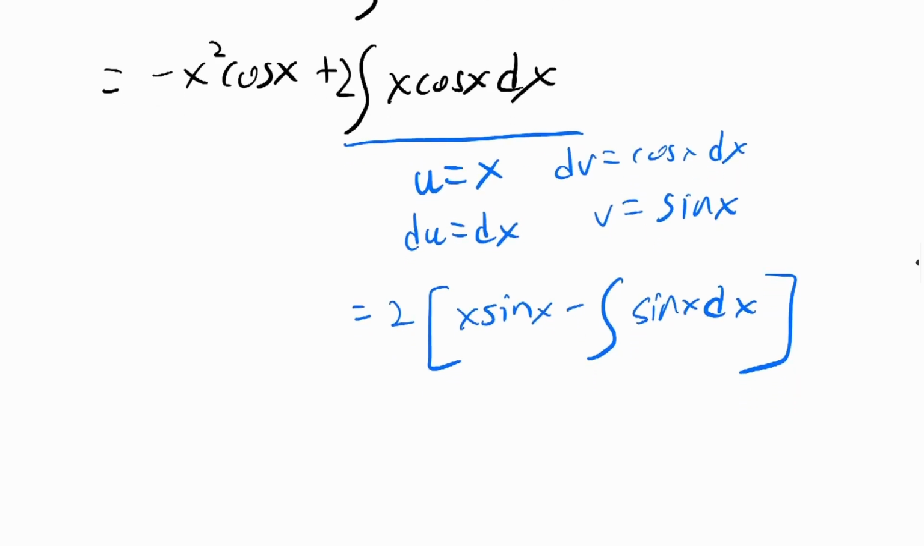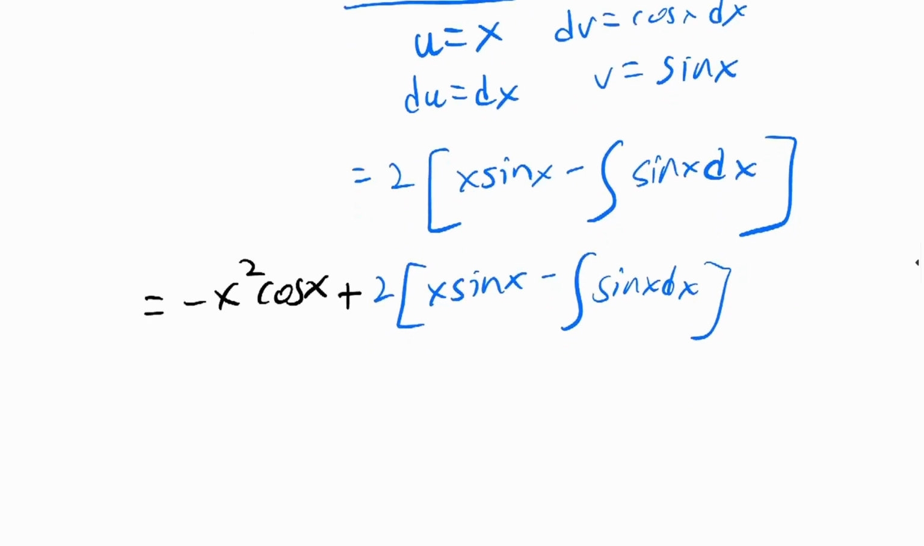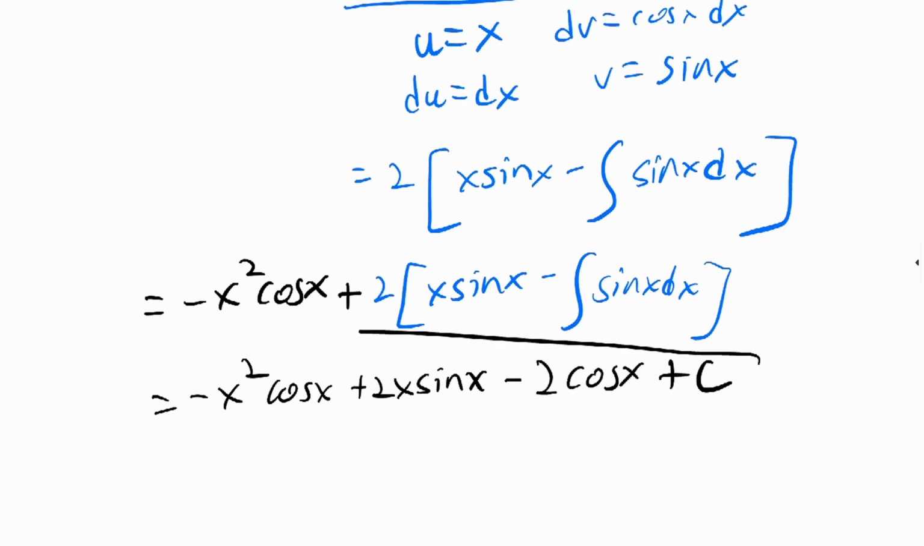So I'm going to rewrite everything. We have, remember, negative x squared cosine x plus, and then we have our 2x sine x minus the integral of sine x dx. So this is what we're evaluating. And of course, it's just going to be plus 2x sine x minus, and then the integral of sine is just negative cosine, but it becomes positive with that minus sign, so it's going to be plus 2 cosine x. And now we tag in our plus c, and we're done.